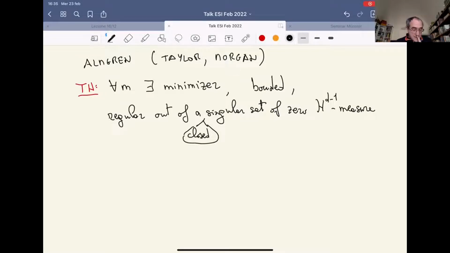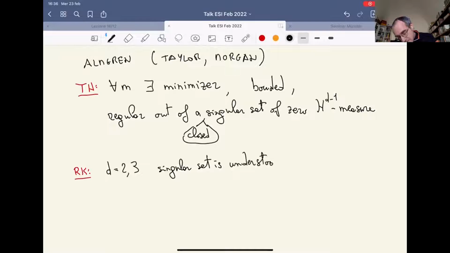Of course, as a remark, the shape of the singular set is well understood only in dimension 2, as I said before, and 3. In those dimensions the singular set is completely understood. But I think already in dimension 4 there are some results, and these are results by Taylor and Morgan.